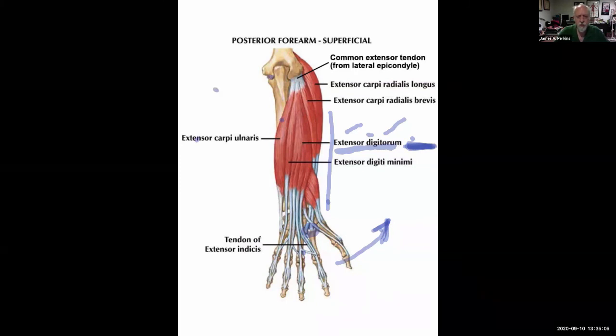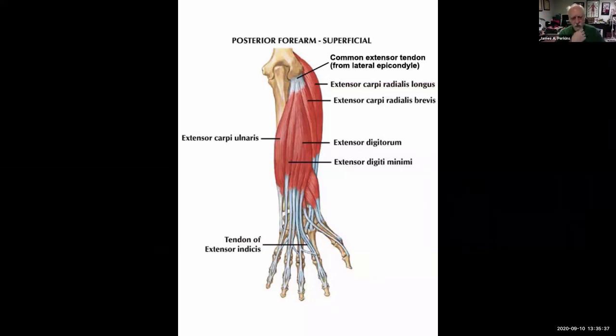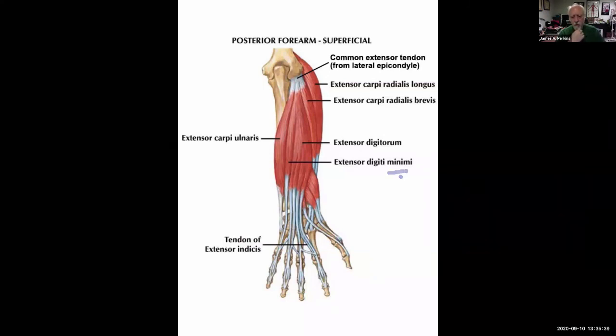That also has its origin up here on the common extensor tendon. And if you follow the tendons down, they all insert out on the distal phalanx of digits 2, 3, 4, and 5. So they extend all of the joints of those digits. Now, even though we don't have a separate superficialis and profundus to extend the digits, there are a couple of additional extensor muscles that are involved with extension of specific fingers.